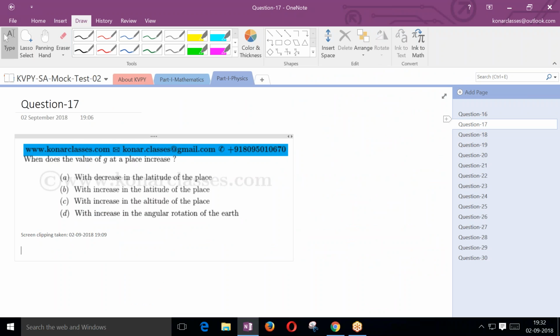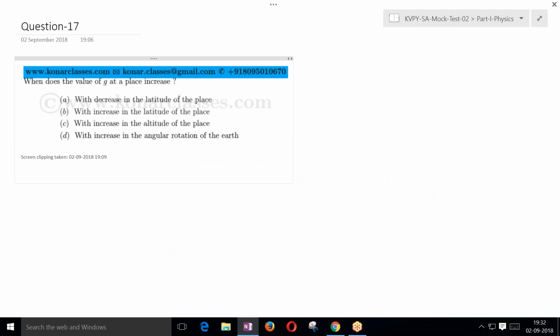Next question is question 17, and it is a very straightforward question. The question here is: when does the value of g at a place increase? It actually increases with the increase in the latitude of the place. So we get the option B as correct.